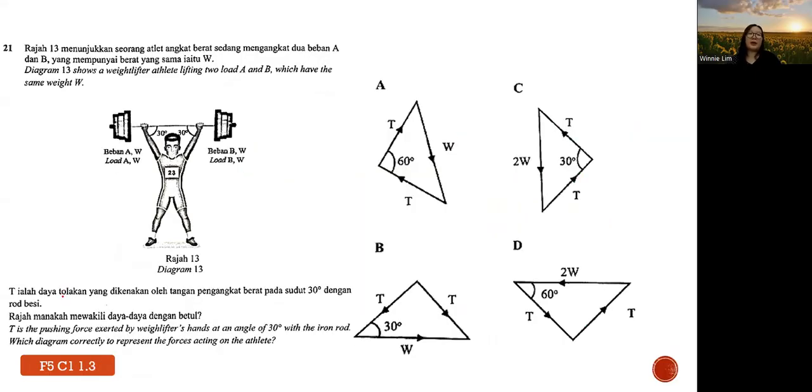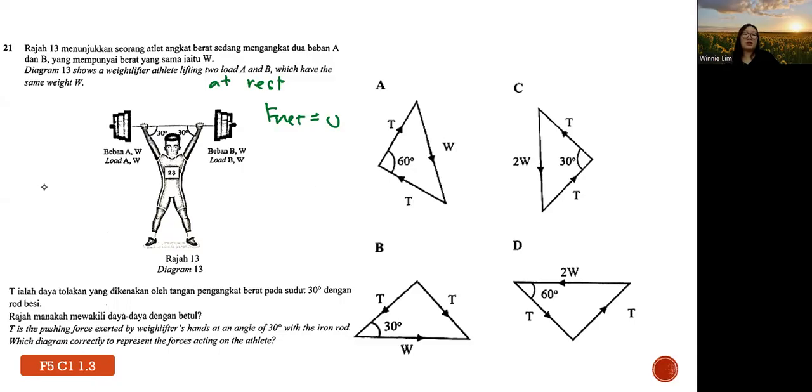Okay, for question 21, diagram 13 shows a weight lifter athlete lifting two loads A and B, which have the same weight. And T is the pushing force exerted by the weight lifter's hand at an angle with the iron rod. Which diagram correctly represents the force acting on the athlete? So this is under forces in equilibrium, whereby when he lifts up this weight, he is not moving, at rest. So at rest, concept-wise, the net force is 0, equilibrium.